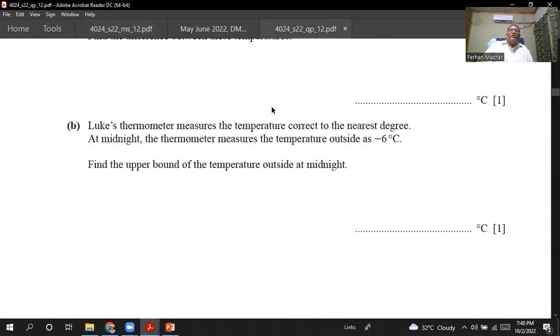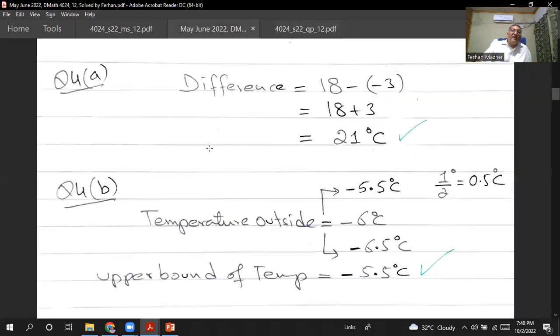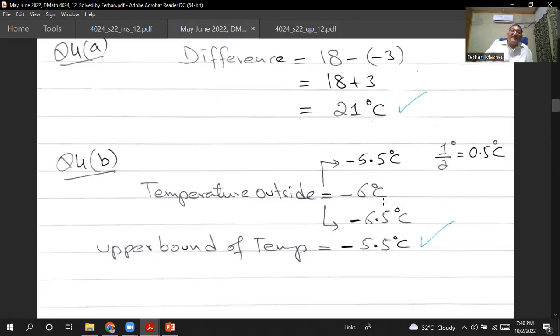Okay. So Luke's thermometer measures the temperature correct to the nearest degree. So it's 1 degree. If you divide 1 degree by 2, you get 0.5 degree. At midnight, the thermometer measures the temperature outside at minus 6 degrees centigrade. Find the upper bound of the temperature outside at midnight. Okay, so very simple. The reading is minus 6 degrees centigrade, correct to 1 degree centigrade. So 1 degree centigrade divided by 2 will be 0.5 degrees centigrade.